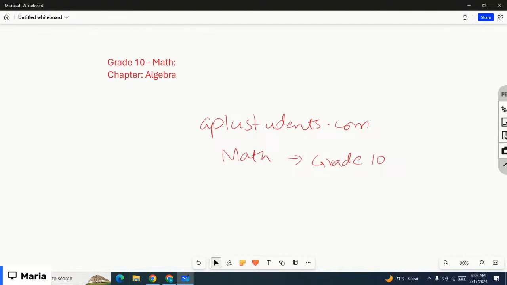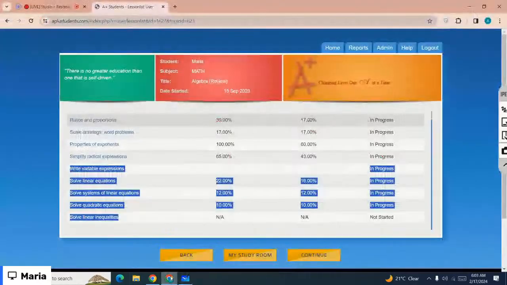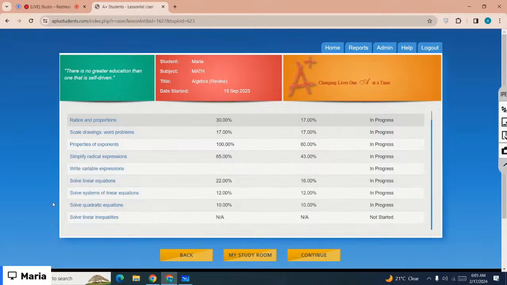We are already working on the lesson. Please make sure you have your notebook and pencil so that you can note down the important examples and definitions as well. Here I am on grade 10 math. Let's start with the lesson Algebra. We're going to start with the lesson that is solve linear equations.